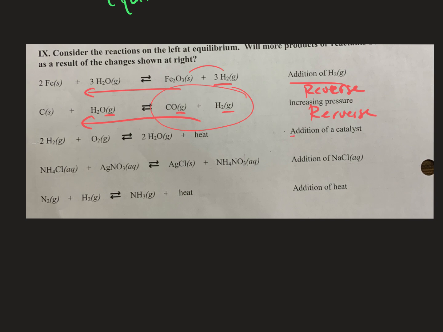What if we add a catalyst on the next one? No change. Yeah, catalysts do not affect equilibrium. Good? So when you say reverse, it means more reactants or more products? More products. It goes toward, it makes more products. Yeah. So we'll say more products here.